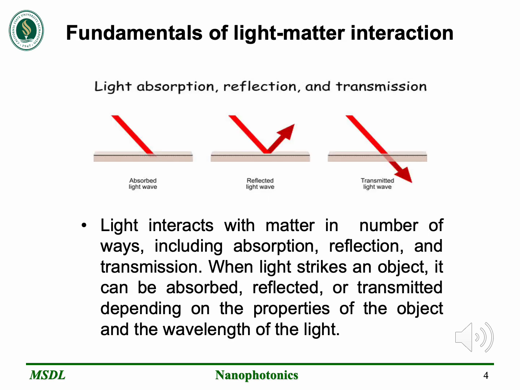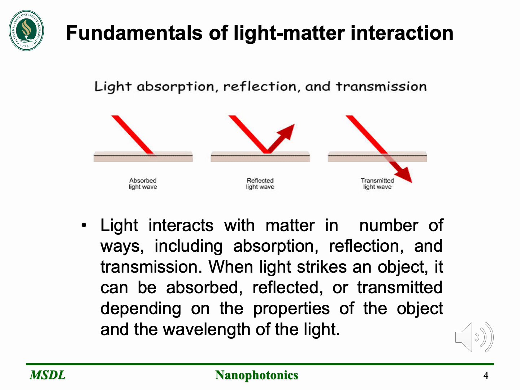Let's see the fundamental principle on which nanophotonics is based. Light interacts with matter in a number of ways, including absorption, reflection, and transmission, depending on the property of the object and the wavelength of the light. Absorption occurs when light energy is absorbed by the object, causing the object's atoms or molecules to vibrate and heat up. This can cause the object to change color, as some colors are absorbed while others are reflected.